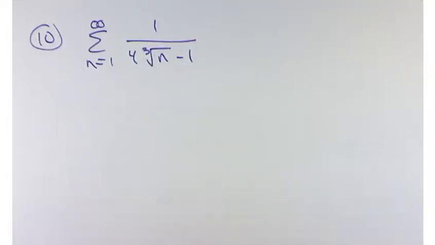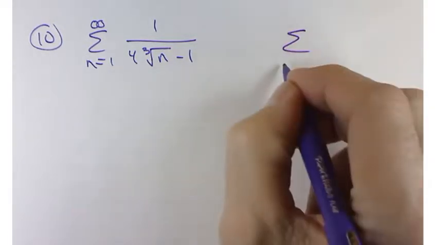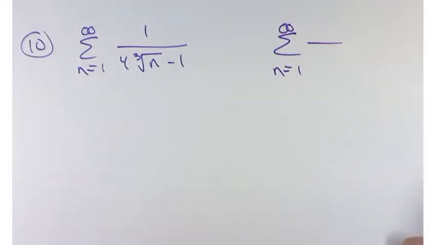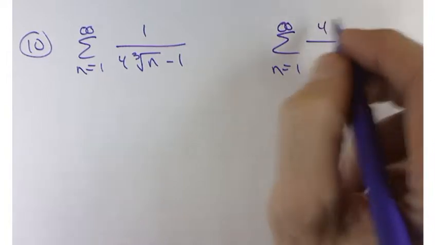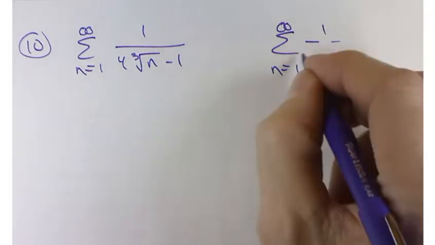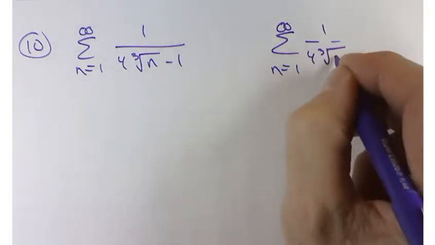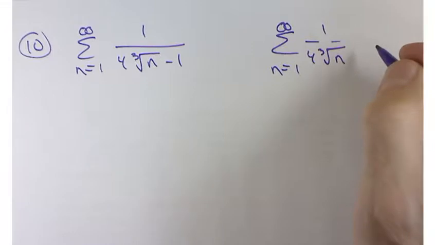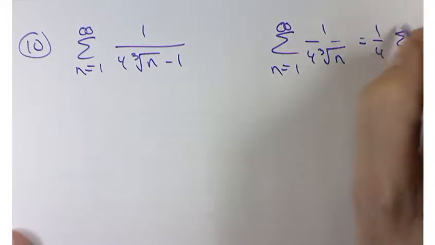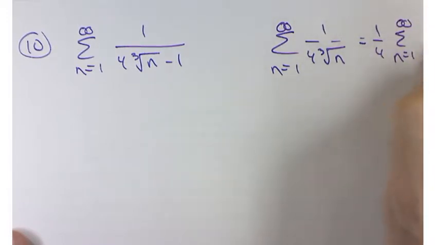So let's see if we can figure out what we think is going to happen with this one. Do you think it's going to converge or diverge? What would you guess? What series might you want to look at as you think about whether or not this one's going to converge or diverge? Yeah, a p series. So actually, not a 4 up there. 1/4 times the sum from n equals 1 to infinity of 1 over n to the 1/3 power.